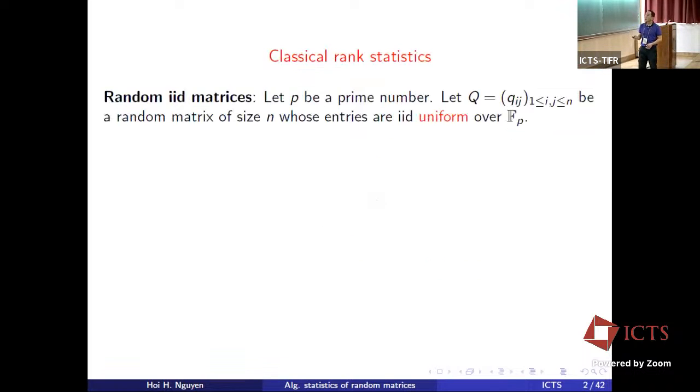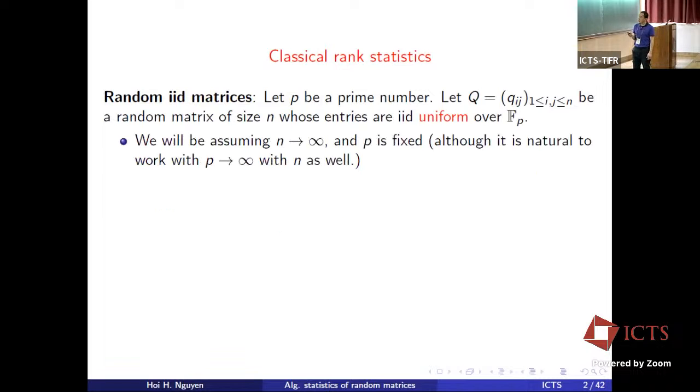Right, so the matrix model that we have here is what we call IID matrices. P is a prime number, and for the most part of the talk, we'll be fixing P. And we have a matrix Q, a square matrix of size n by n, and the entries are uniform over F_P. We can do it over other fields as well, but we are working with a prime field for convenience. The dimension n is sent to infinity, and P is fixed again, although some part of the method also works for P growing together with n.